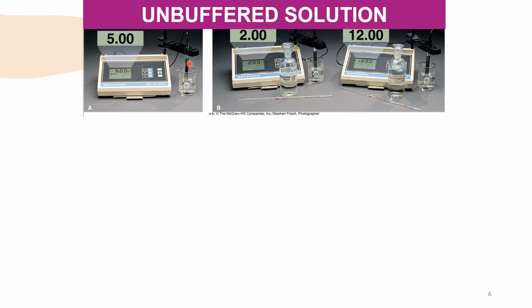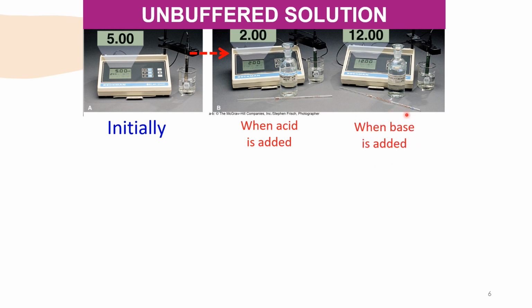To have a better understanding, let's take a look on this figure. This is unbuffered solution, solution yang bukan buffer. Initially, the pH is 5.00. When a small amount of acid is added into the unbuffered solution, pH-nya turun mendadak kepada pH 2. And when a small amount of base is added, pH-nya naik mendadak kepada pH 12.